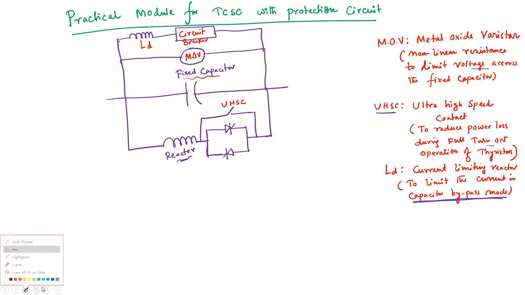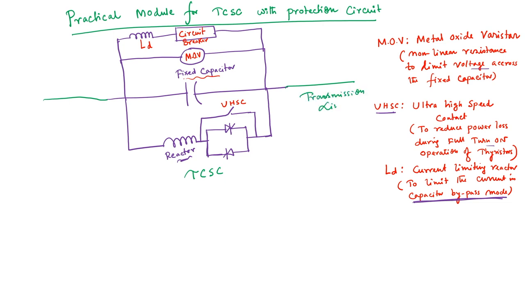So, this constitutes an overall TCSC unit, and this will be connected in series with the transmission line. So, this is the transmission line. Since it is a kind of series compensator, it will be connected in series at any point of the transmission line, but we also have this bypass mode of operation by using this circuit breaker, and we have separate different protection units in this particular system. However, a TCSC scheme does not consist of a single TCSC unit, rather it consists of a number of TCSC units connected in series. So, the actual typical TCSC scheme is something like that.